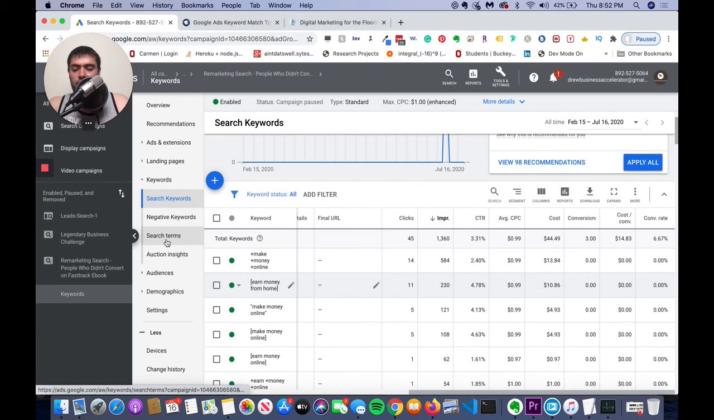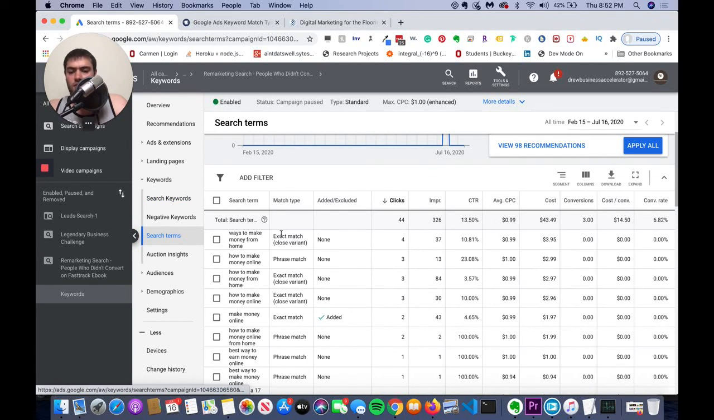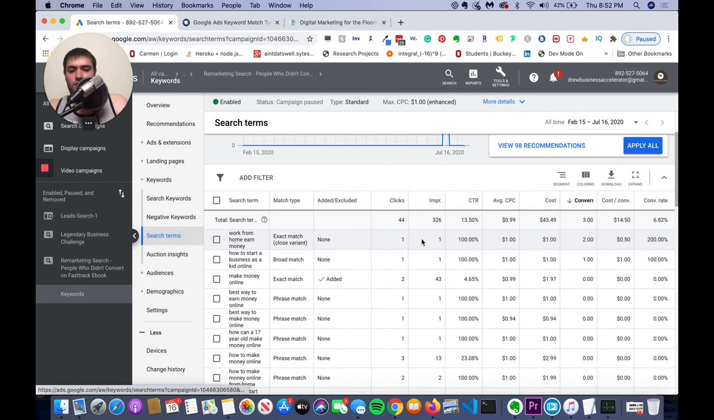searched it. And if you want to see the search terms that people were actually looking for, that you're actually paying for, what you can do is click search terms, and you can see what I was actually paying for. So I was doing exact match or close variants, like ways to make money from home, how to make money online. And I can sort by the conversions that I was actually getting. So like work from home, earn money, how to start a business as a kid online.